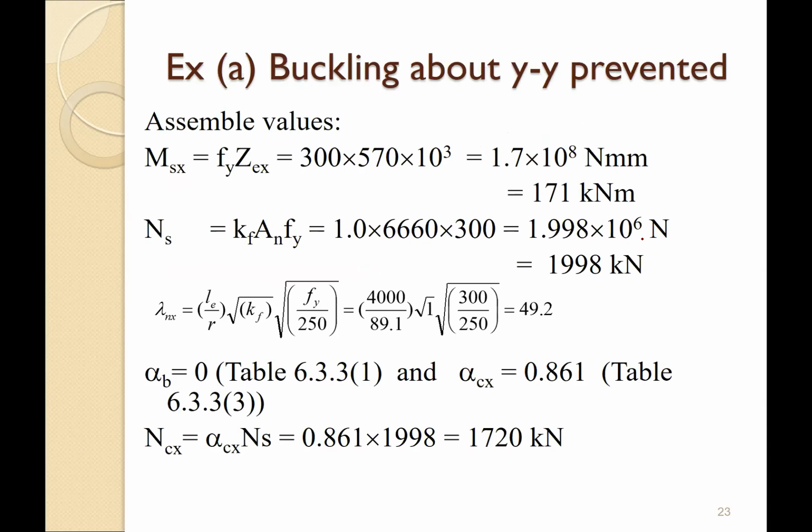Buckling about y is prevented. Let's calculate the section capacity about the x-axis, which is Msx, given by Fy times Zdx. Fy is 300 MPa from the steel table. Whatever section you have chosen, we can look into the Fy.